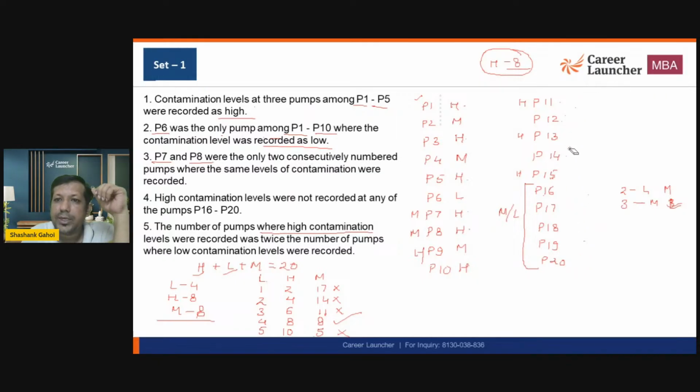P15 is recorded as false, sorry, medium. So if P15 is medium, I take it as medium, then the next, 17, can be medium. 16 cannot be, because it has to alternate. Okay. This is going to be medium.